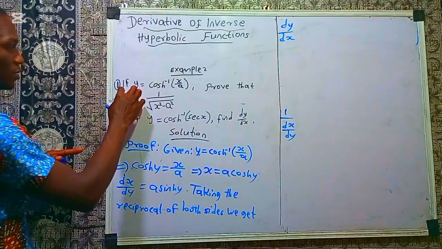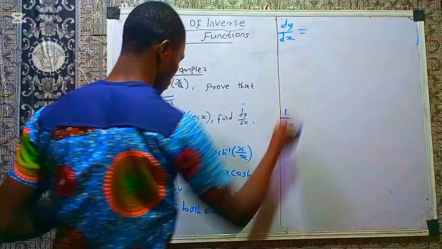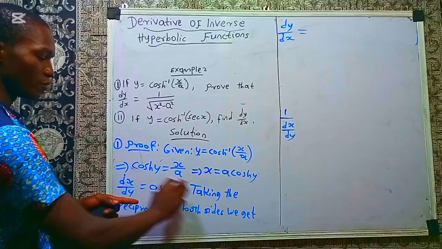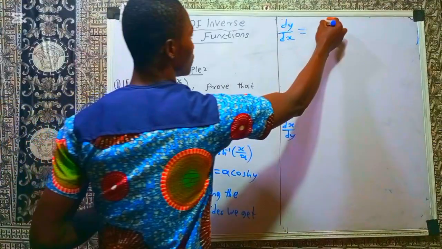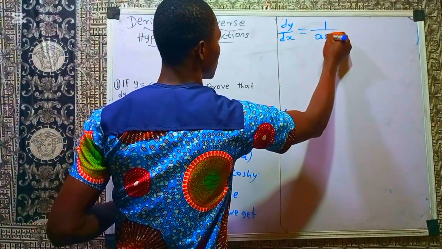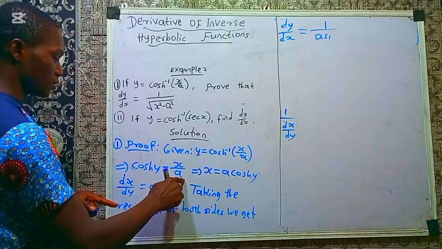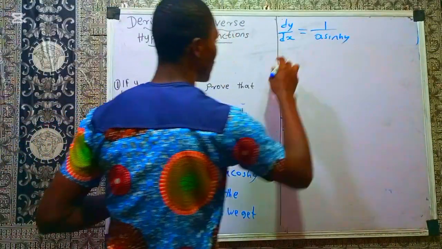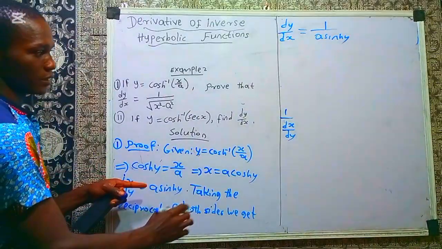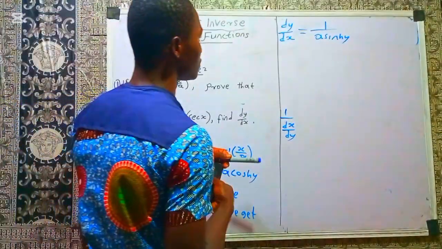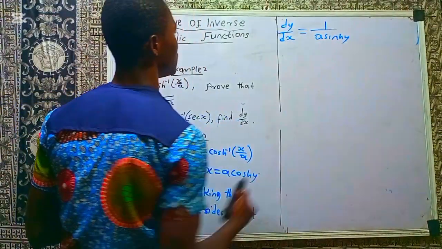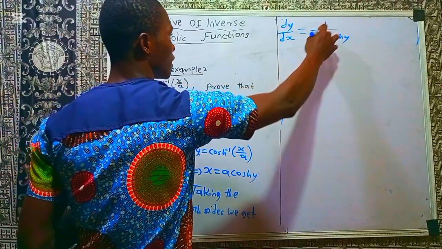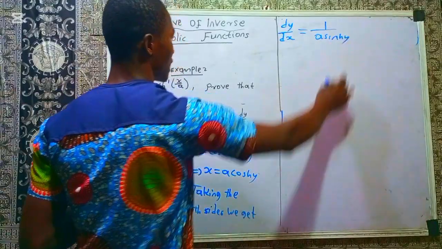We now get this equal to, so do the same thing you are doing at the left hand side, you are also doing 1 over this one. So you do 1 over a hyperbolic sine of y. So we have done it on both sides, right? Then we have gotten that dy/dx is 1 over a hyperbolic sine of y.